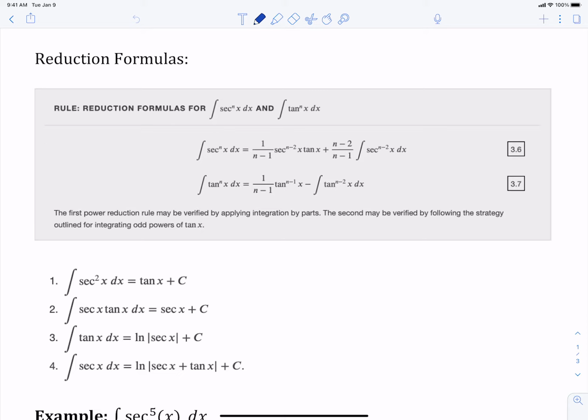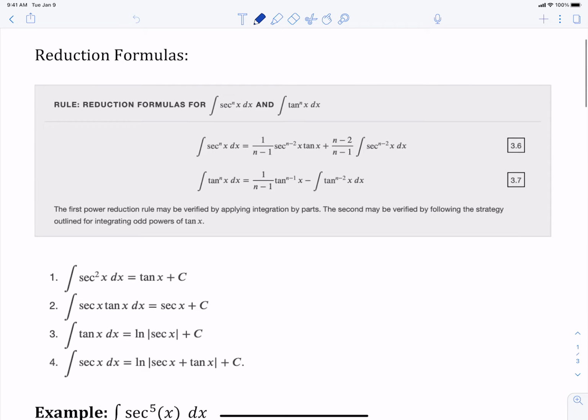And then I've also got listed on here some integrals: the integral of secant squared is tangent. Same with secant times tangent, its integral is secant. But also the integral of just tangent or just secant, and those are done with substitution, and they result in natural logs.